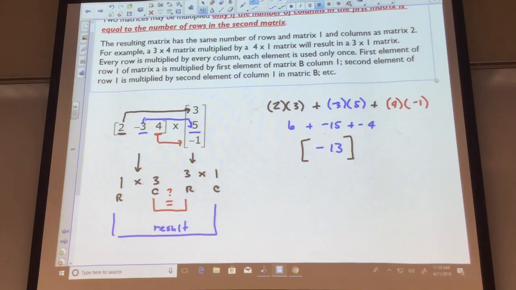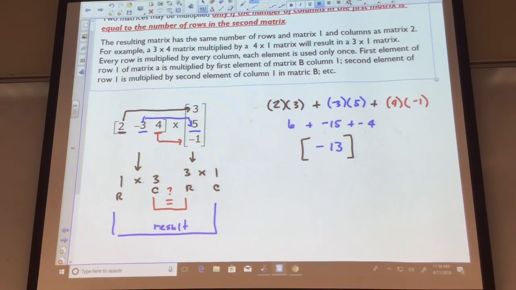Now I can already hear the question coming. Why are we adding those things together?